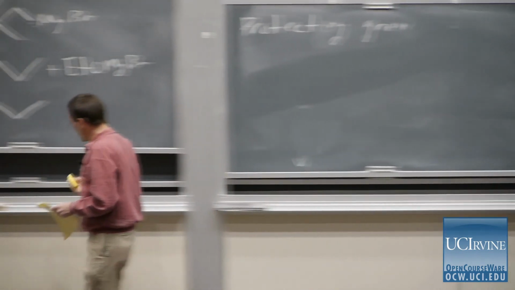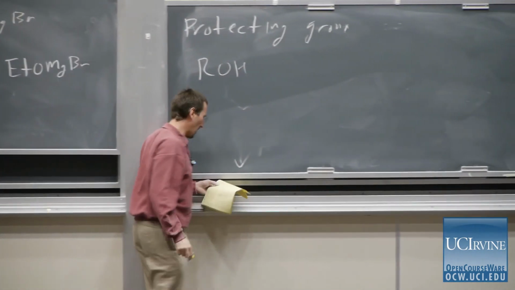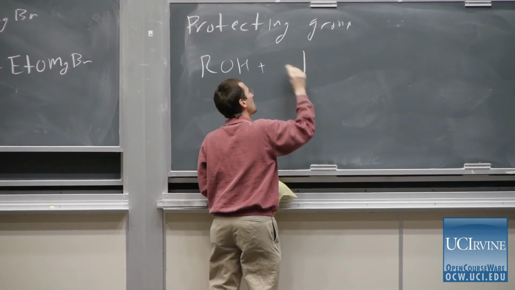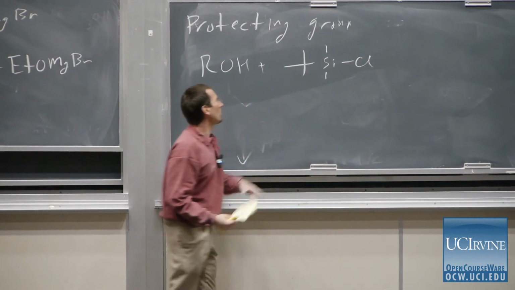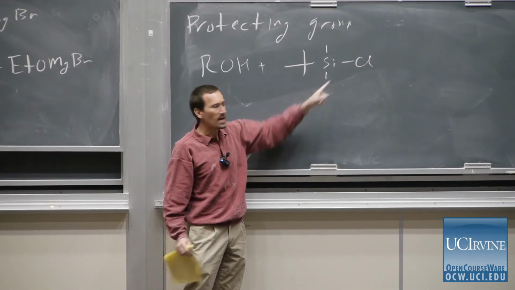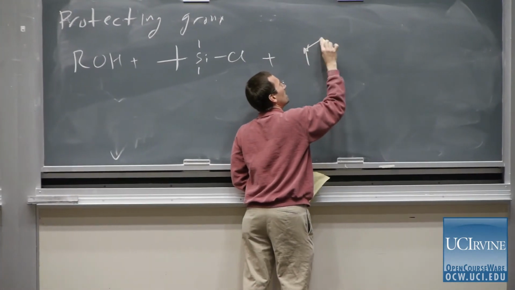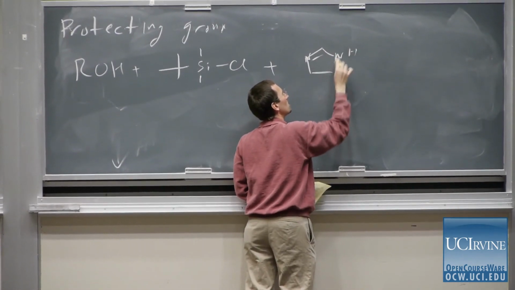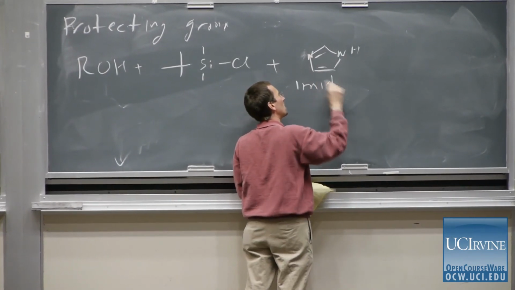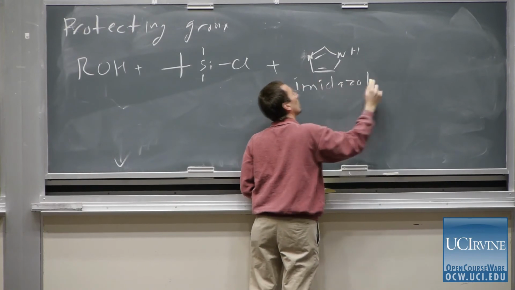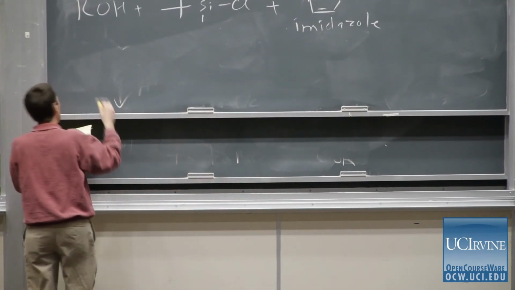And so the general gist of protecting an alcohol as a silyl ether, particularly a tert-butyl dimethyl silyl ether, is to take your alcohol, treat it with a chlorosilane, tert-butyl dimethyl chlorosilane is particularly popular, and a base. The base that's widely used is called imidazole. It's a good base for this particular reaction. I guess I won't draw in lone pairs. And the product of this reaction is our silyl ether.